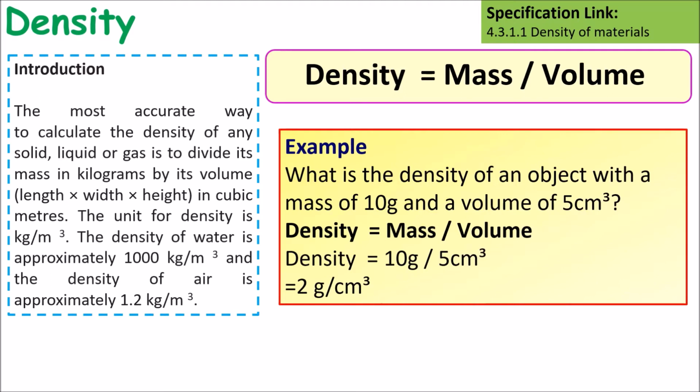So an example would be, what would be the density of an object with a mass of 10 grams and a volume of 5 centimeters cubed? In this case, because we're given the mass in grams and the volume in centimeters cubed, we can give the density in grams per centimeter cubed. So we would have 10 grams divided by 5 centimeters cubed, which would give us 2 grams per centimeter cubed.